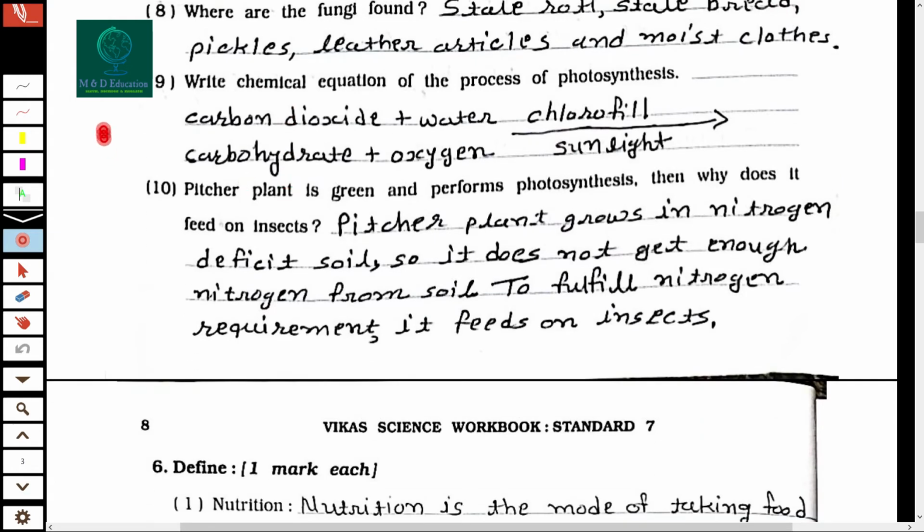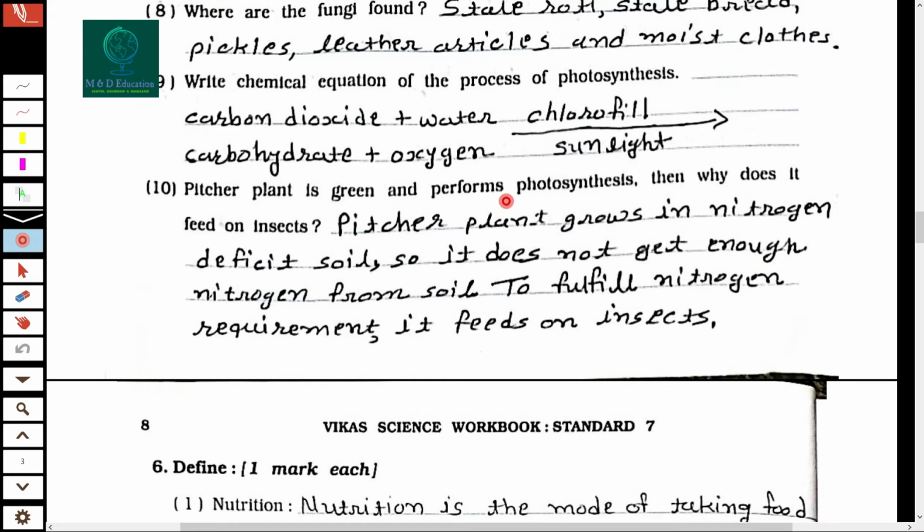Now the ninth one is, write a chemical equation of the process of photosynthesis. Now you can see this one is carbon dioxide plus water in the presence of sunlight and chlorophyll gives carbohydrate plus oxygen.